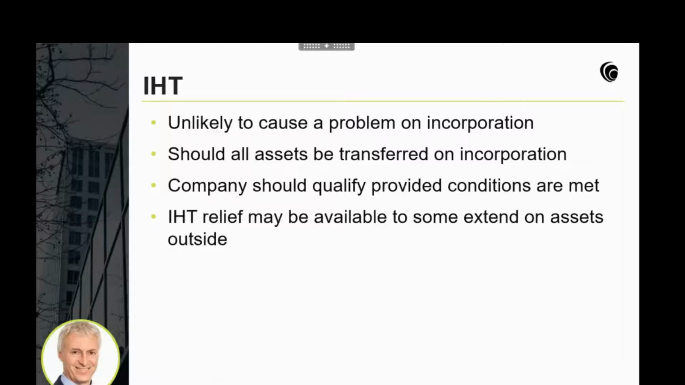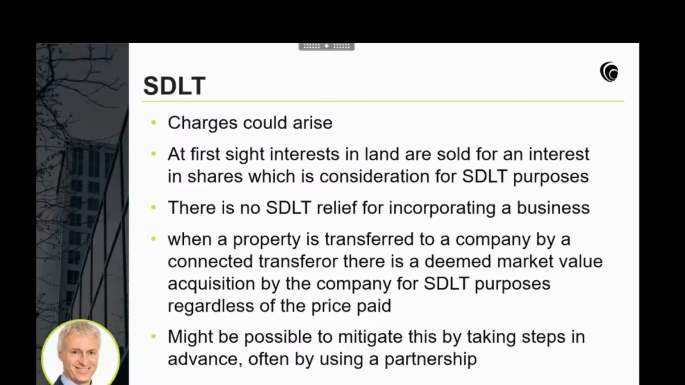Inheritance tax is unlikely to be a problem on incorporation. Generally speaking, a business will qualify for inheritance tax reliefs, business property relief, etc., and the company should as well. So if you transfer everything into the company, we don't normally expect that to give rise to any inheritance tax problem going forward. Stamp duty land tax is always worth considering.